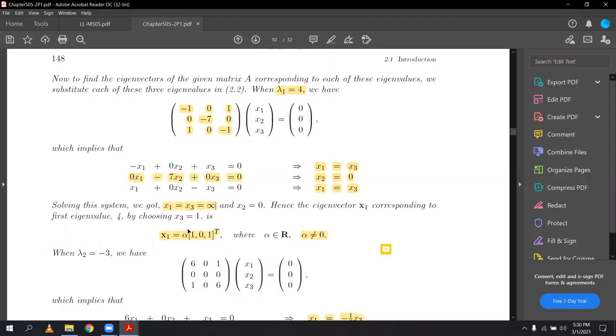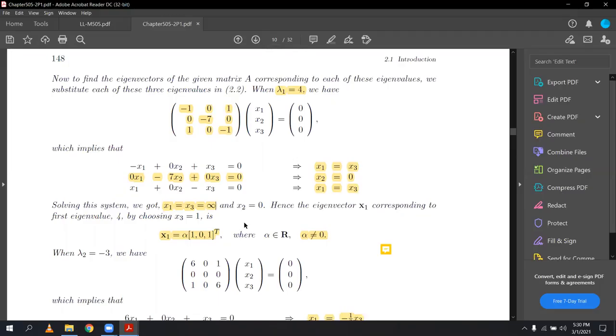For example, I choose x3 equal to 1. When I have x3 equal to 1, I have x1 equal to 1 also. But one student maybe does not use 1, he uses 2. So you have 2 and 2 like this. So that is the infinitely many solutions corresponding to lambda equal to 4.